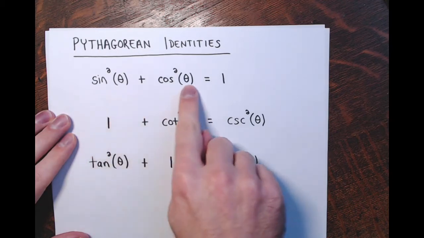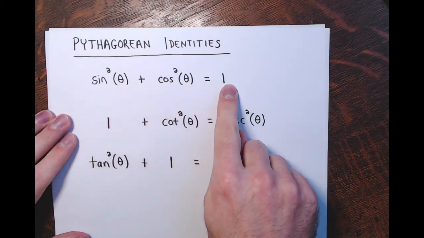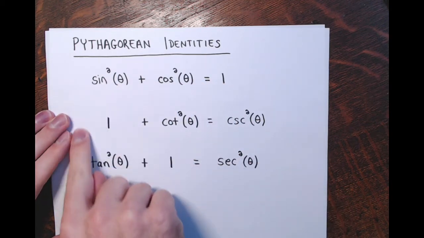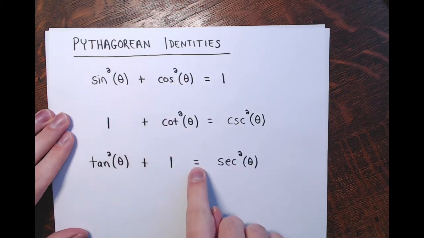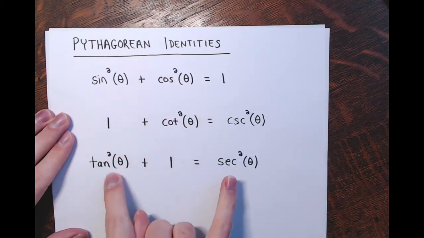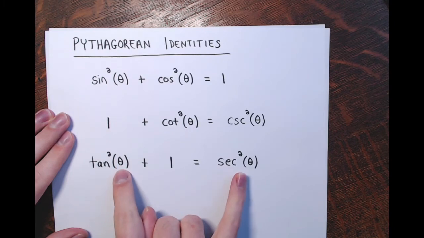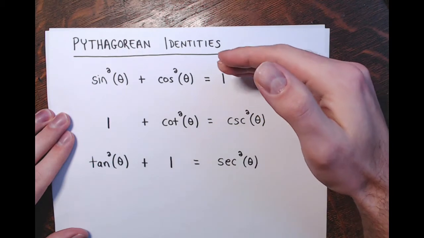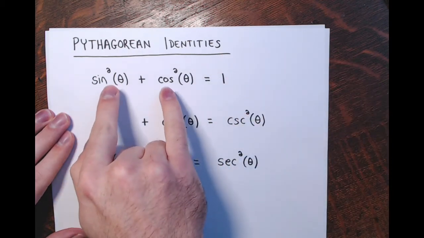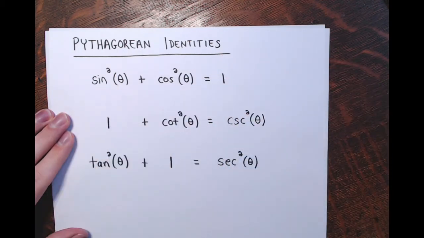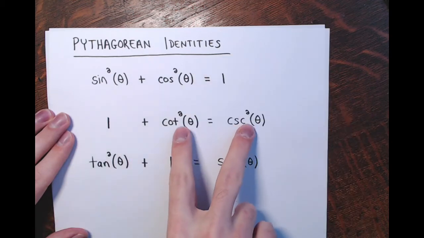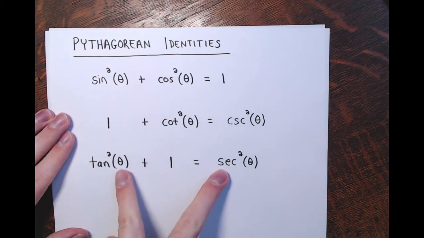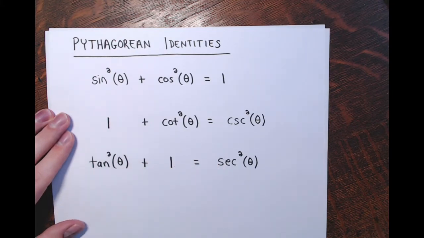And then if you take that first one again, sine squared plus cosine squared equals 1, and divide everything by cosine squared, you get tangent squared plus 1 equals secant squared. And you've got this third Pythagorean identity with tangent and secant involved. So notice that each one of these involves two different trig functions squared and the number 1. Every single one of them.